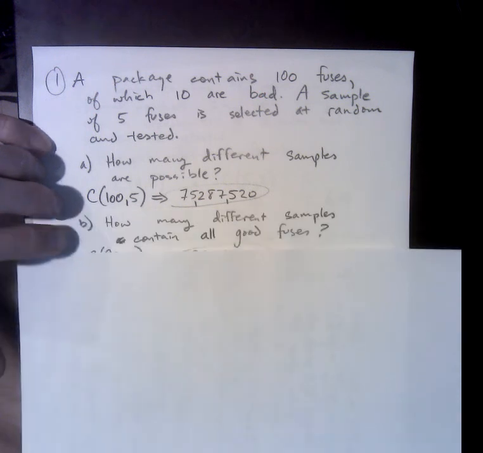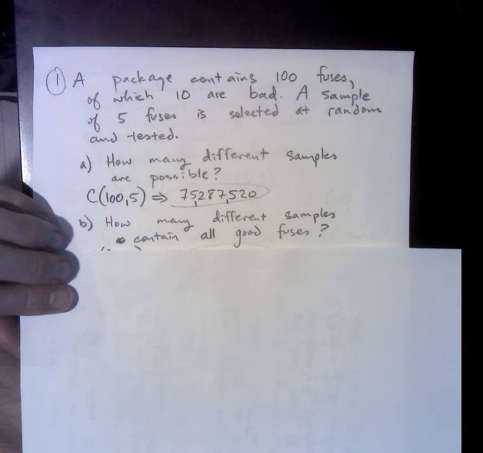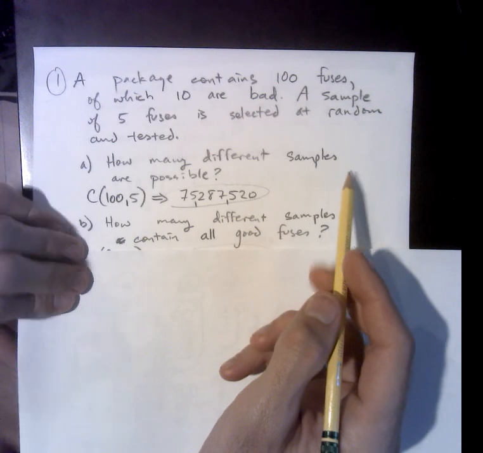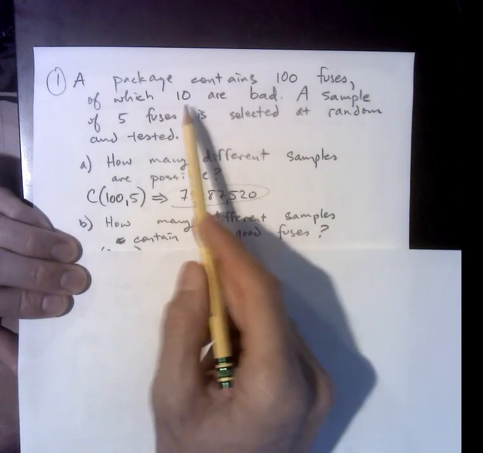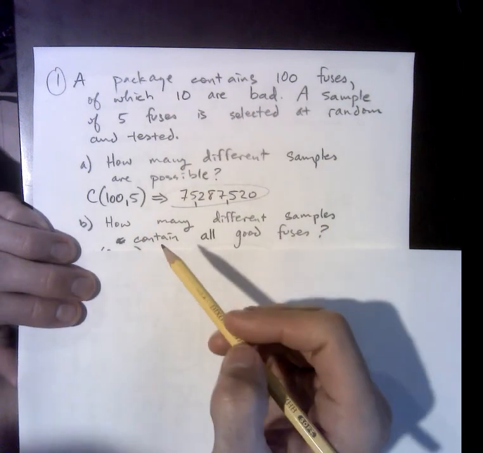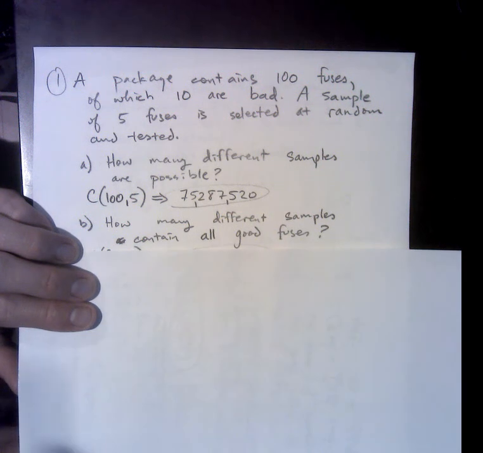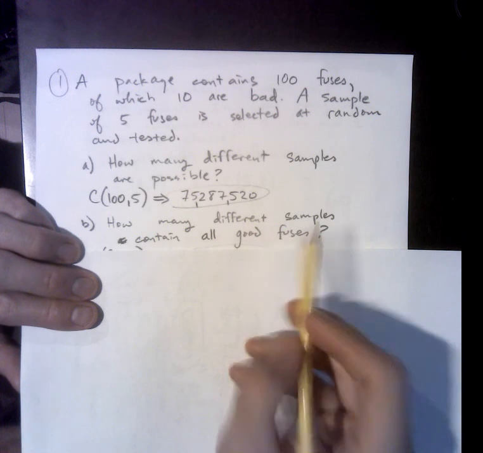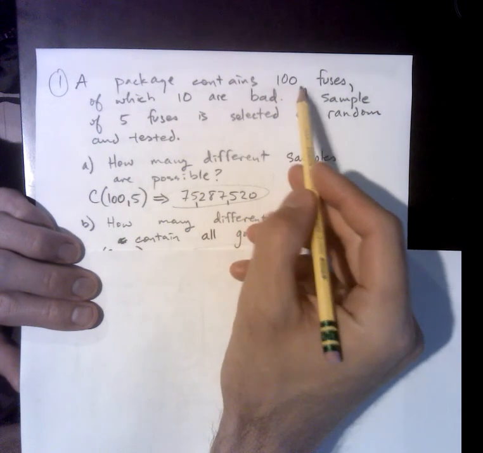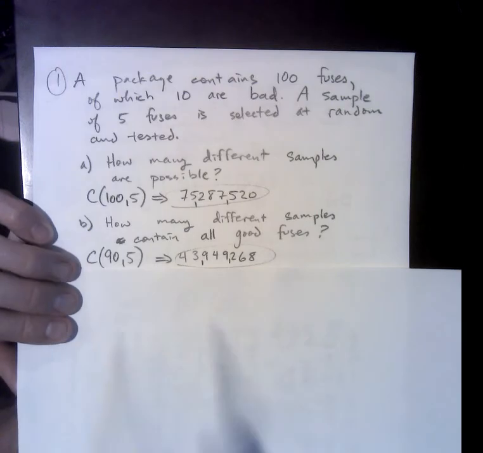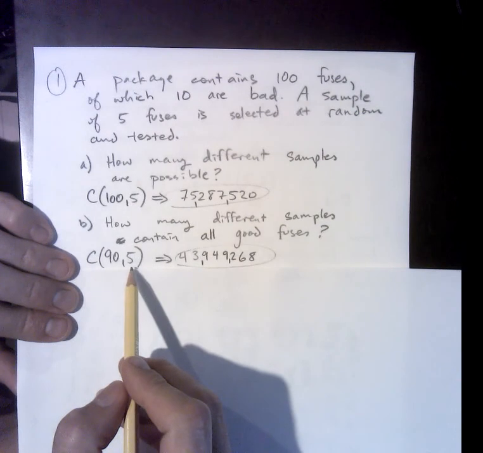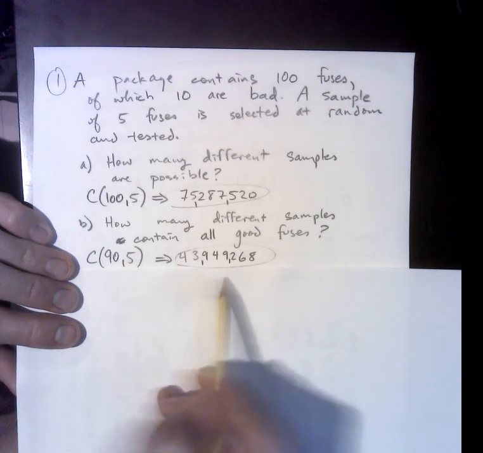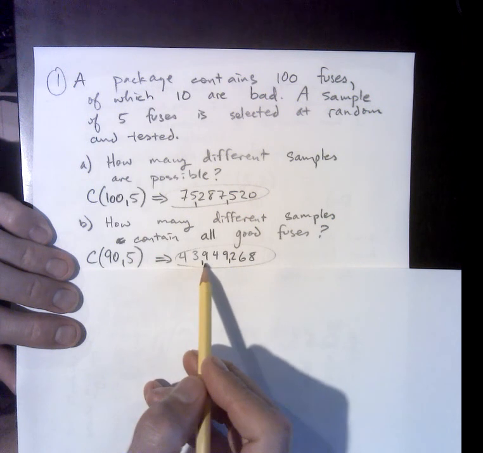How many different samples contain all good fuses? So this is all the different samples, including some samples that have some of these bad fuses mixed into them. What if I just wanted to count the number of different samples that only have good fuses in them? Well, if I'm only selecting from the good fuses, then I'm not selecting from a total of 100 anymore. I'm only selecting from 90. 90 choose 5. How many ways are there for me to pick 5 fuses from the 90 good ones in the box? Well, that's less, 43,949,268.